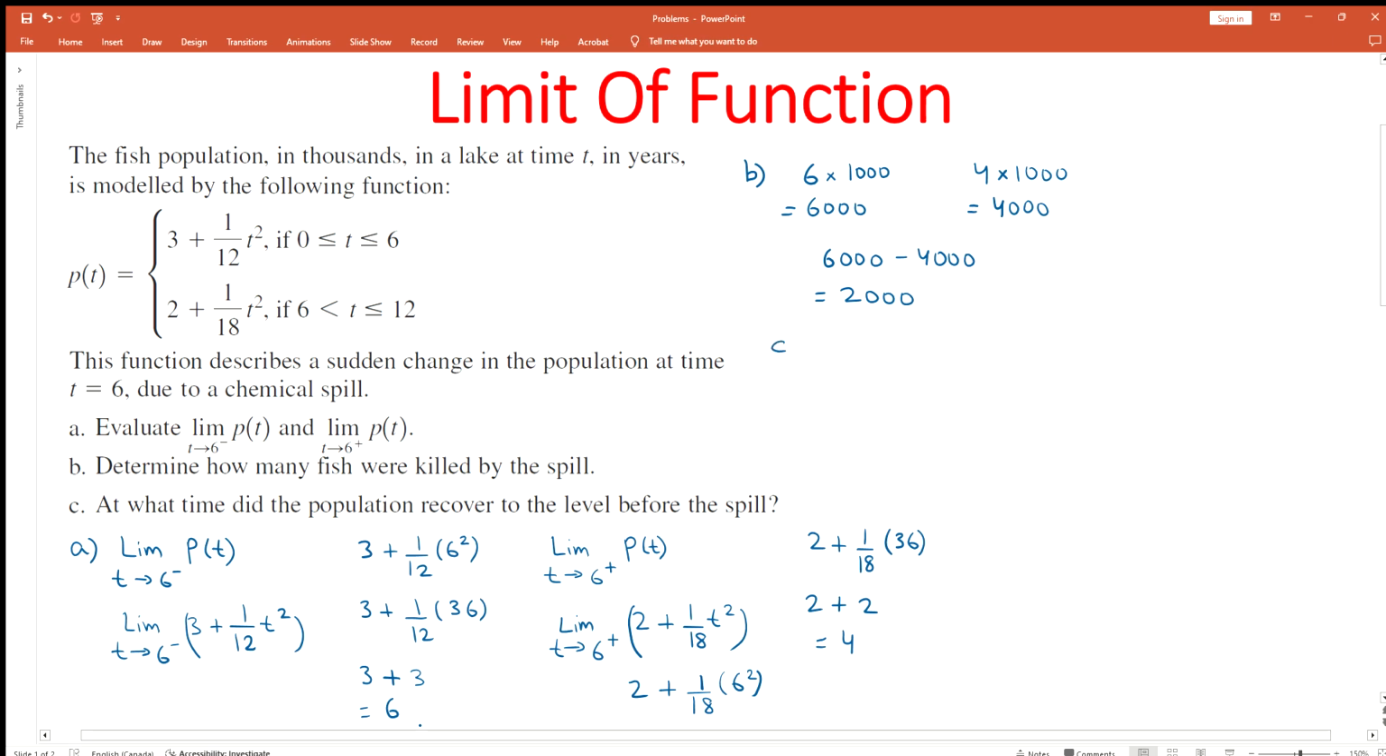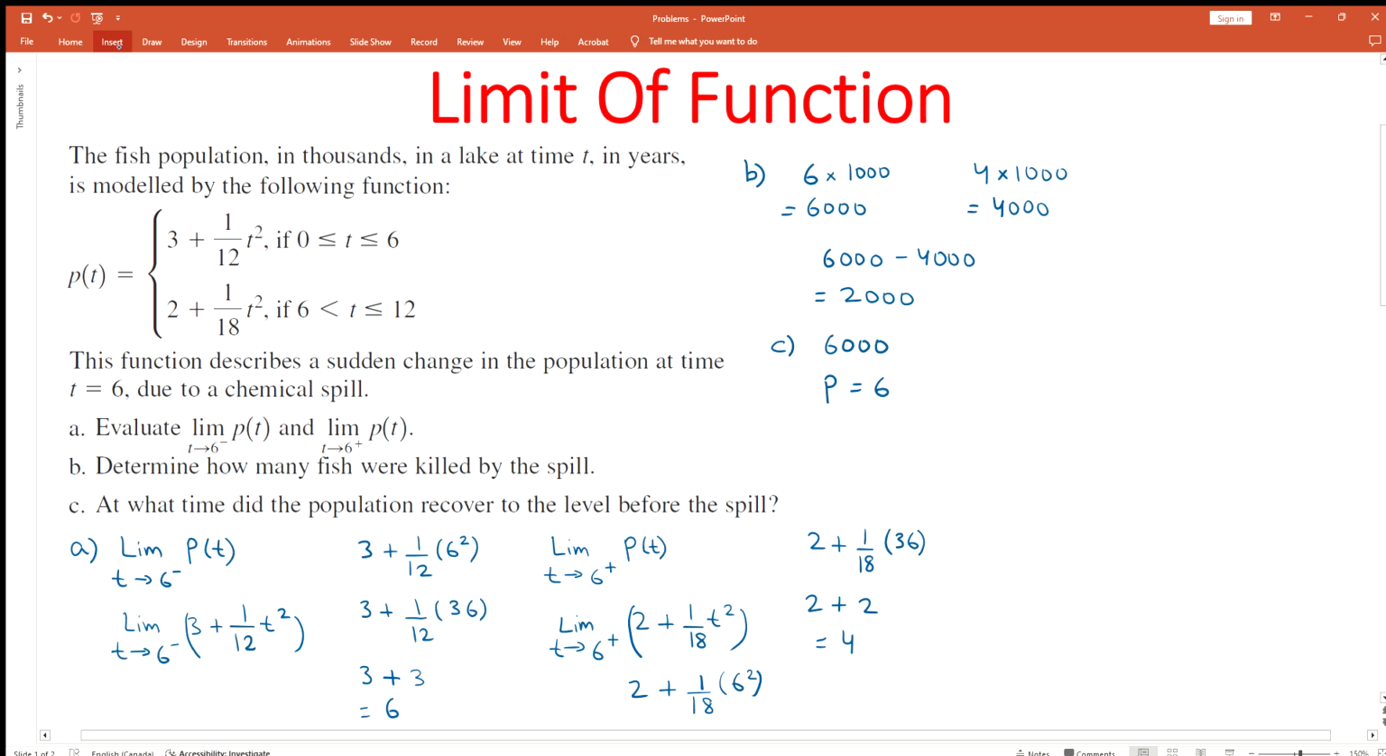Now we can answer part C. At what time did the population recover to the level before the spill? In part C, we have to find the time it will take the population of the fish to recover to the level before the spill. As per our analysis in part B, the population just before the spill was 6,000. Since the given population function gives the value in thousands, the value of P just before the spill was 6. We have to find the time at which the population will increase back to 6,000, or the p-value 6.